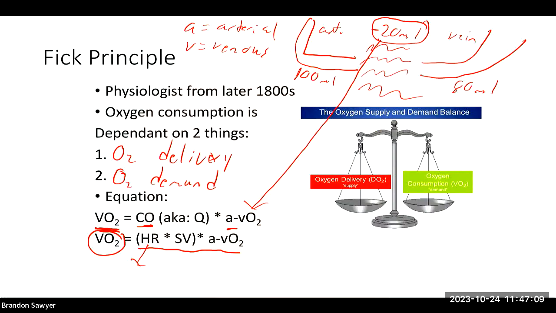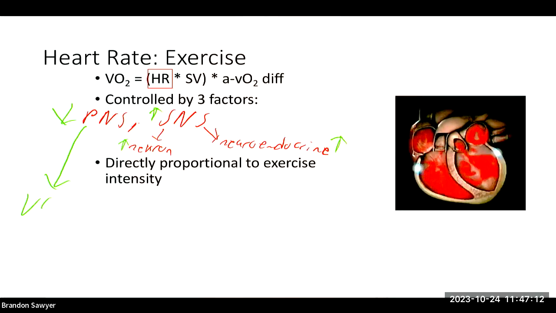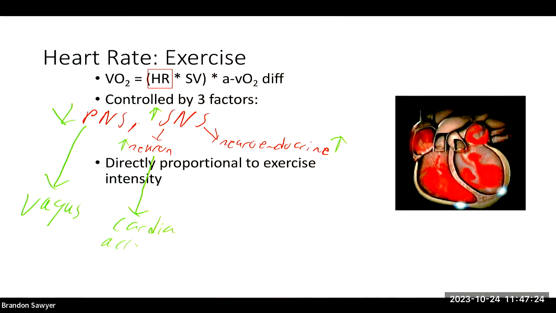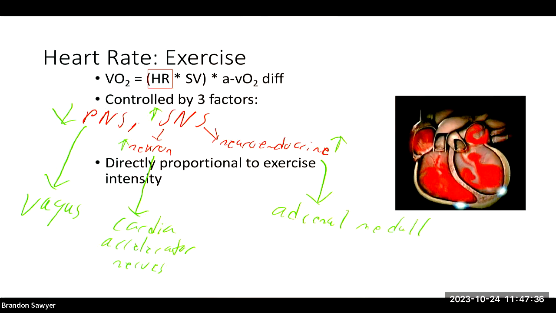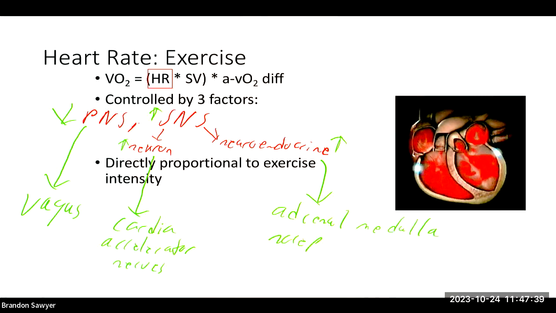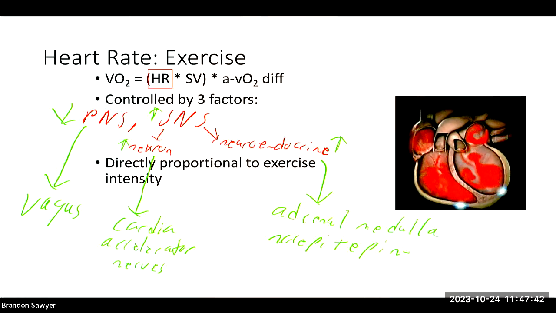What is the nerve on the parasympathetic side? Vagus, there we go. What's the nerve on the sympathetic side? Yeah, they're called the cardiac accelerator nerves. And then the neuroendocrine side, again, like I just said, we've got the adrenal medulla, going to be releasing both norepinephrine and epinephrine. But as we already talked about when we covered the endocrine system, we know that it's primarily epinephrine that is released.